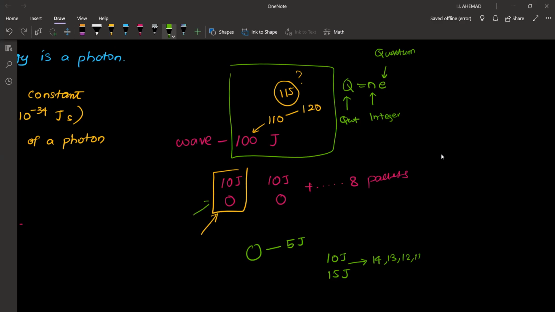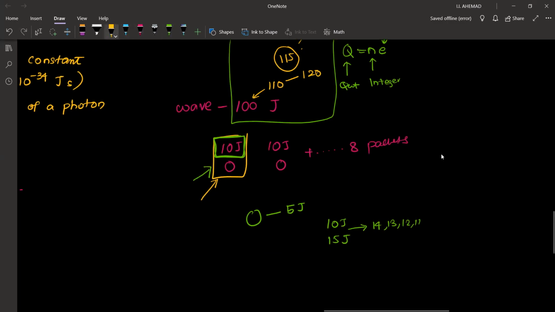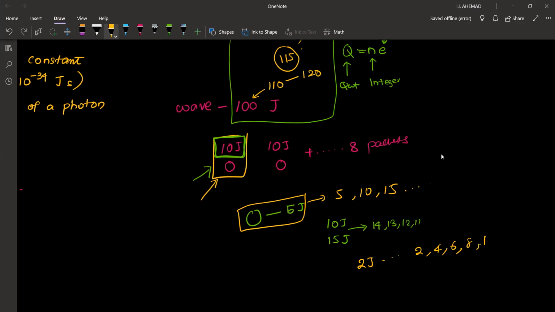Now in this example, the quantum is 10 joule. So the possible values for energy of a wave is 20, 30, 40, and so on. For this example, the quantum is 5. Therefore, the possible values will be 5, 10, 15, and so on. If the quantum is 2 joule, then the possibles will be 2, 4, 6, 8, 10, and so on.